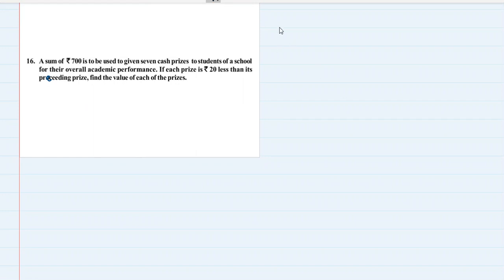Okay, now see here, one thing is very clear. The sum of n terms over here is rupees 700. Total prize money is the sum of n terms, because if you take all the prize money separately and add them, you get 700 rupees. Here they have not given how many students are there. They have just given that each prize is rupees 20 less than its preceding prize, find the value of each of the prize.